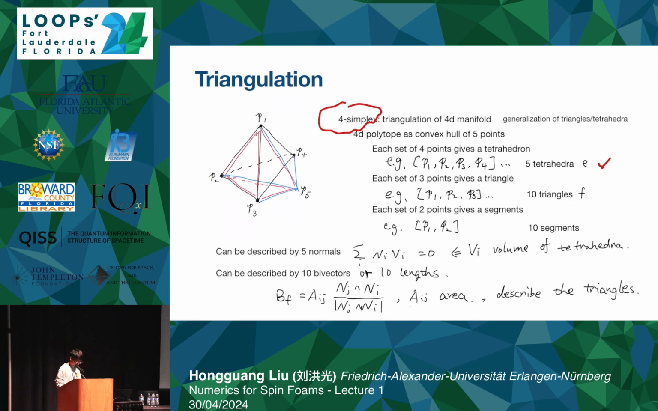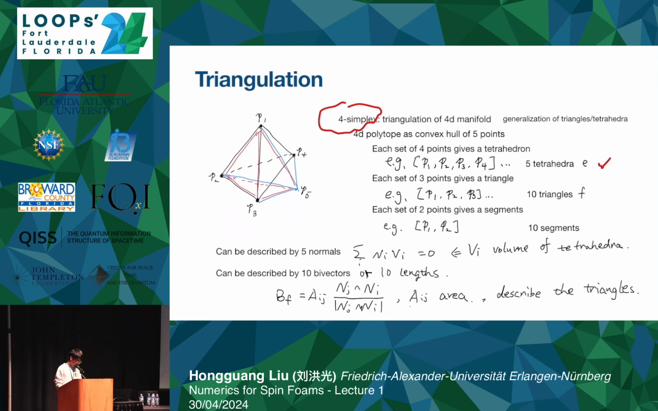And then each set of 3 points gives a triangle, which is the boundary of a tetrahedron. So in total, we have 10 triangles. You can simply calculate it: 5 times 4 times 3 over 3 times 2, that's 10. And then each 2 points gives you a segment, so in total we also have 10 segments. Those are the basic geometric objects of the 4-simplex. And of course, finally, we have 5 points.